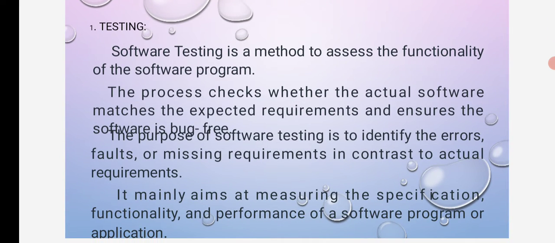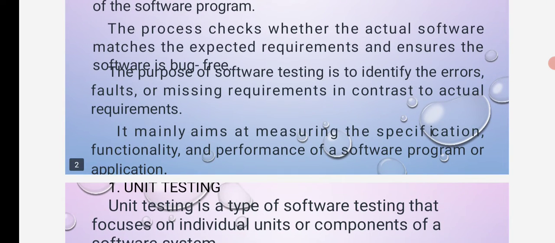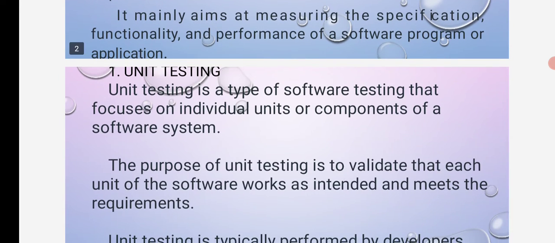Then testing. Software testing is a method to assess the functionality of the software program. The process checks whether the actual software matches the expected requirements and ensures that the software is bug-free. The purpose of software testing is to identify the errors, faults, or missing requirements in contrast to actual requirements. It mainly aims at measuring the specification, functionality, and performance of a software program or application.